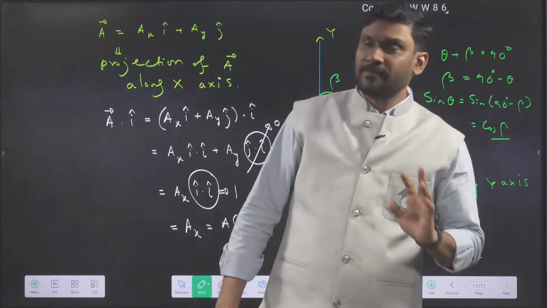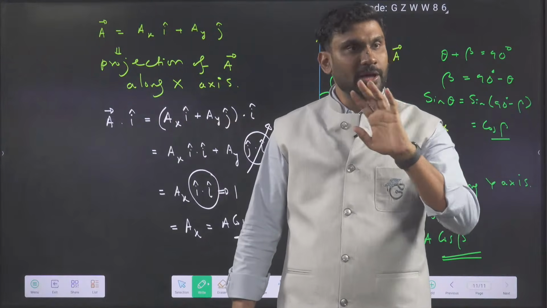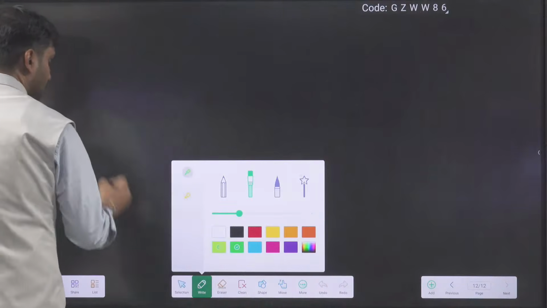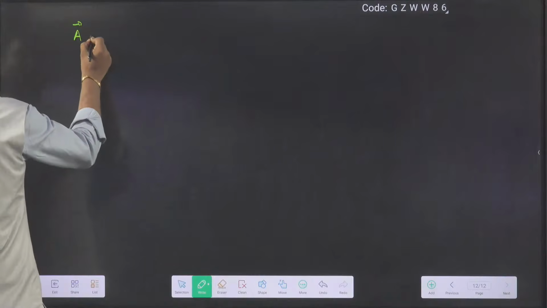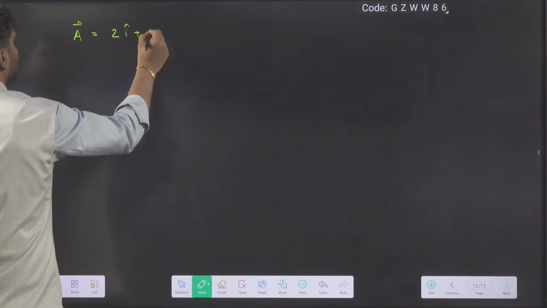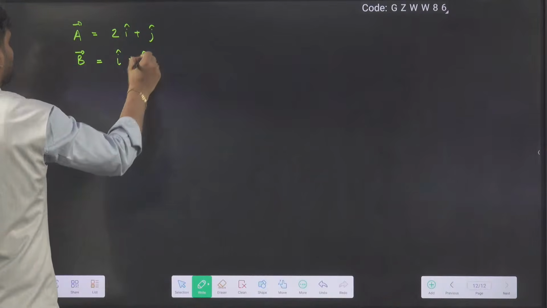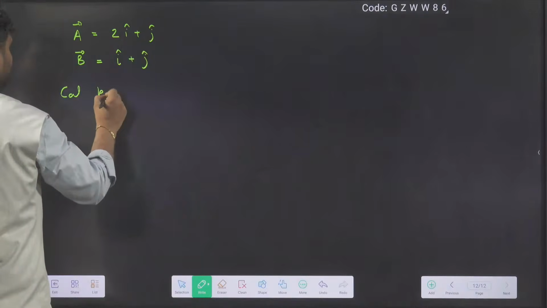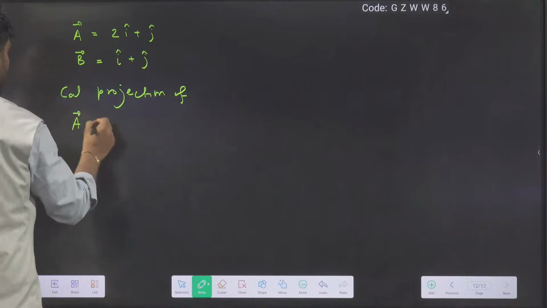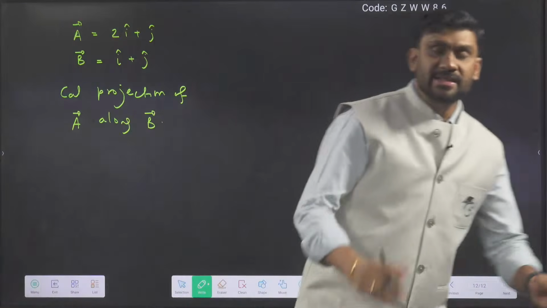Right? ठीक है? With one last question, I will end the class today. खाली एक क्वेश्चन करेंगे और खत्म करेंगे. ठीक है? लिखिए. What is the question? A vector is equal to 2i cap plus j cap. B vector is equal to i cap plus j cap. Question is, calculate the projection of A vector along B vector.